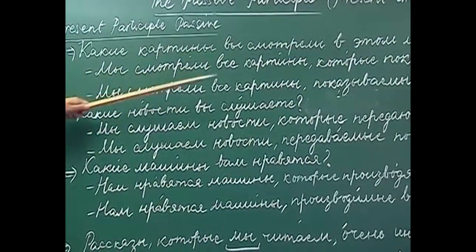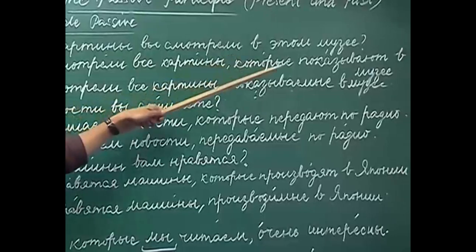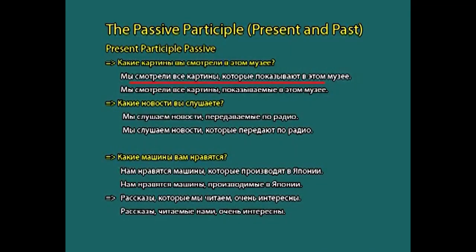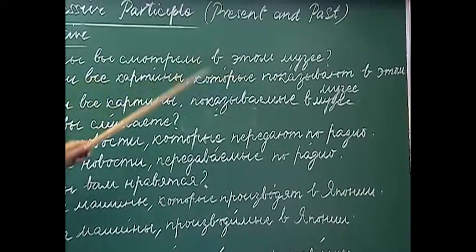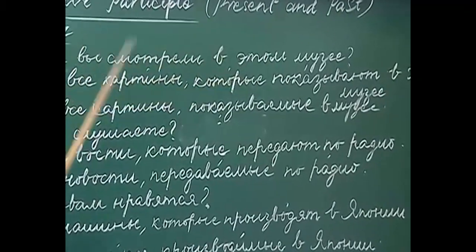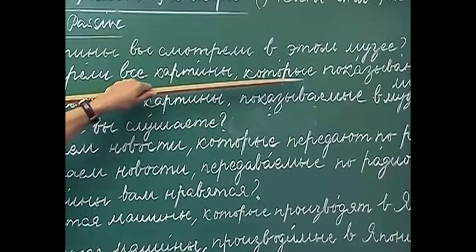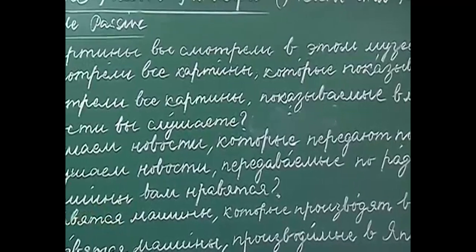Мы смотрели все картины, которые показывают в этом музее. So, we looked at all the pictures, которые показывают, which are being shown in this museum. So, here we are using the word katori and answering the question. So, since we are using a complex sentence, we are using the word katori in the subordinate clause.